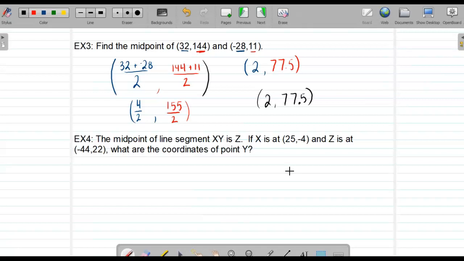The answer to a distance question is a single number because it's a distance. I can't tell you how many times I grade quizzes and tests, and students have answered a question like find the midpoint of 32, 144, and negative 28, 11, and they have answered it with 28.4. Okay? That's not a midpoint. You can't graph it. They have found distance instead.